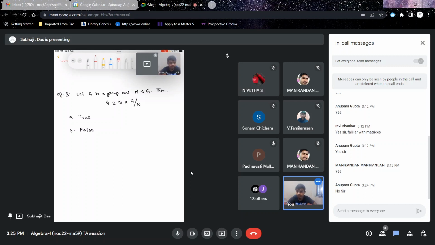So this is a question: suppose G is a group and suppose that N is a normal subgroup of G, then the question asks whether G is isomorphic to N cross G mod N. You know that N is a normal subgroup of G, so in particular you can take a quotient of G by N. So this question asks whether G as a group is isomorphic to the direct product group N cross G mod N or not. Does anyone want to answer? Is this statement true or false?